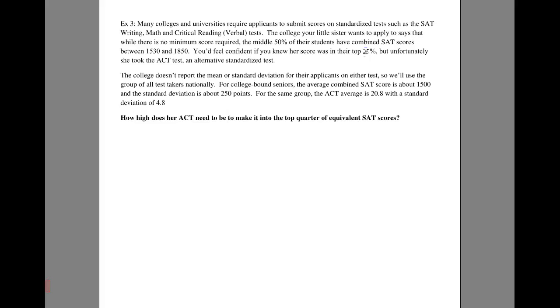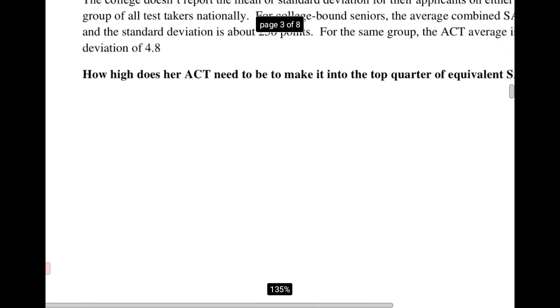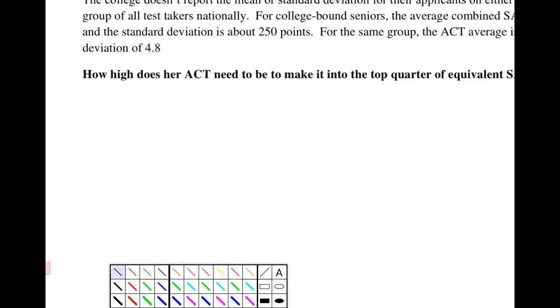First thing we have to do is check and make sure we can use the normal model, which means we need to check the condition that it's a symmetric and unimodal distribution. We don't have the data, so we can't check that. However, the ACT is a standardized test, and standardized tests are designed for the score distribution to follow a normal model. So even though it's not expressly said, we are going to assume that the ACT does follow a normal model. But we need to write that out. You always need to check conditions before you do any sort of analysis.